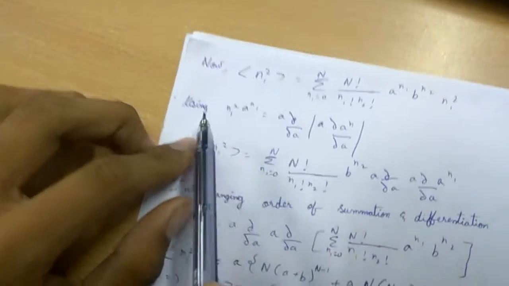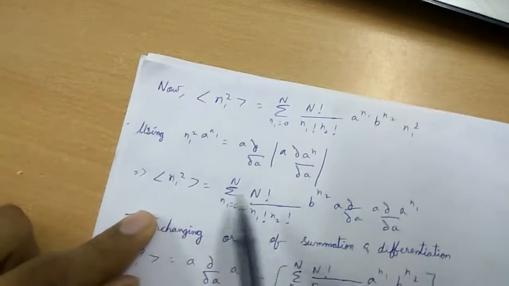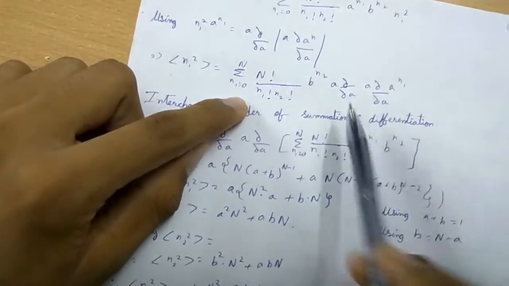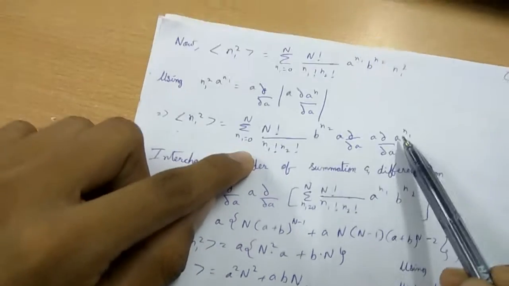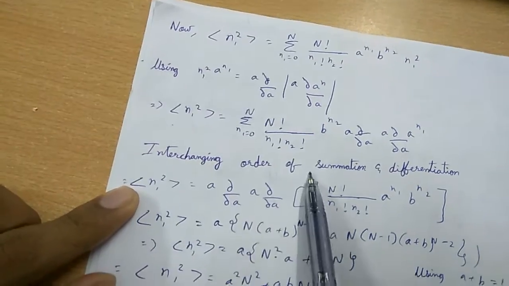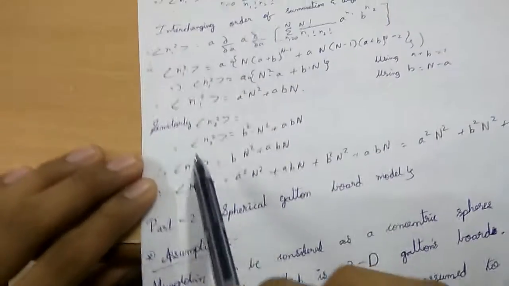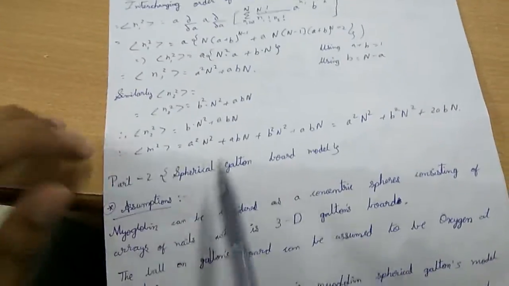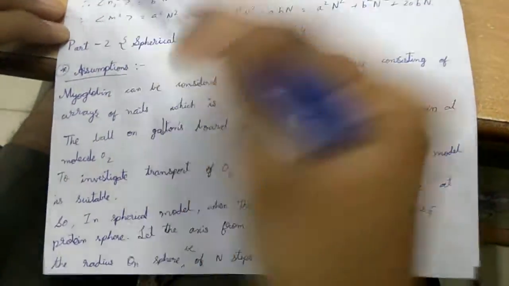Now using this equation, n1 squared is equal to the sum over n1 from 0 up to the upper limit n, of n factorial divided by n1 factorial times n2 factorial, times b to the power n2, into a partial by partial a into a partial by partial a of a to the power n1. Interchanging the order of summation and differentiation, we get this equation. On solving, we get the final equation, using a plus b equal to 1 and b equal to 1 minus a. Similarly, we get the whole equation for n2 squared. Now substituting n1 and n2 into M squared, we get our mean square displacement, just substituting the above equations.